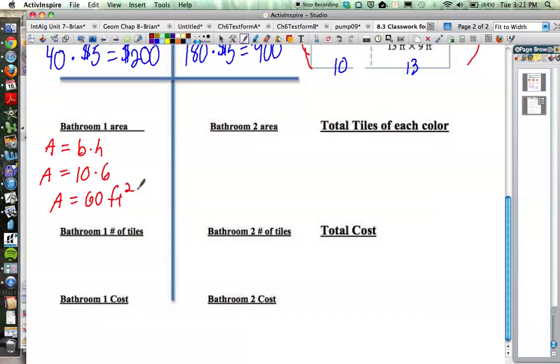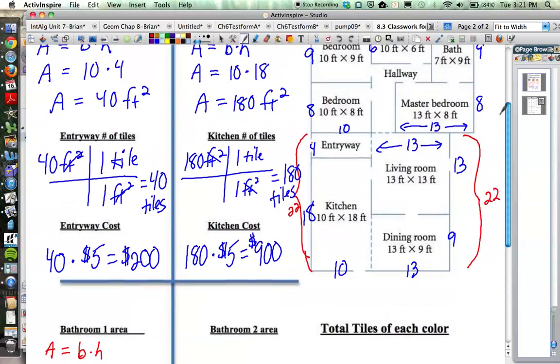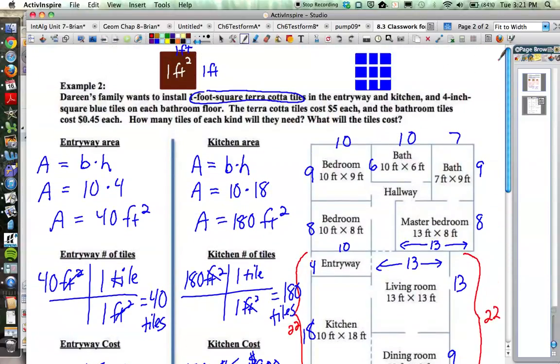Well, unlike the first problem, the number of tiles in 1 square foot is going to be different here. And I've sketched this out up top. And it says that 4-inch square blue tiles are what we're using. Well, if we think about 1 square foot, so I have that square here that's 1 foot by 1 foot. So that's 1 square foot. But there are many of these blue tiles in that 1 square foot.